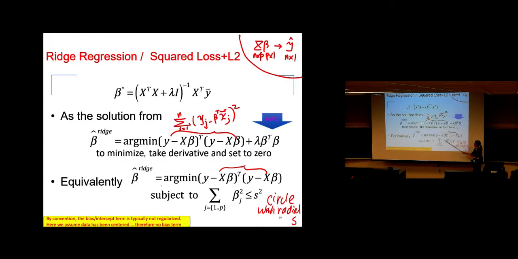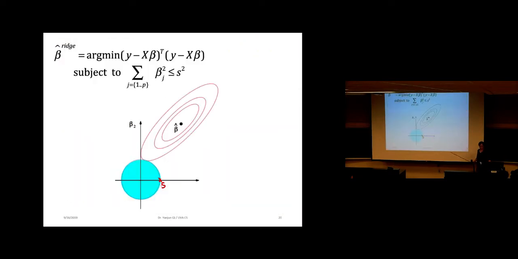Again, I want the solution to be small, but at the same time, I want the points to be within the S circle. So the solution has to be a point within the circle. Every point within the circle satisfies that property, right? Beta transpose beta smaller than S squared. So all the blue points satisfy that property, and the solution has to be one of these points. At the same time, I want to minimize the sum of squared error.